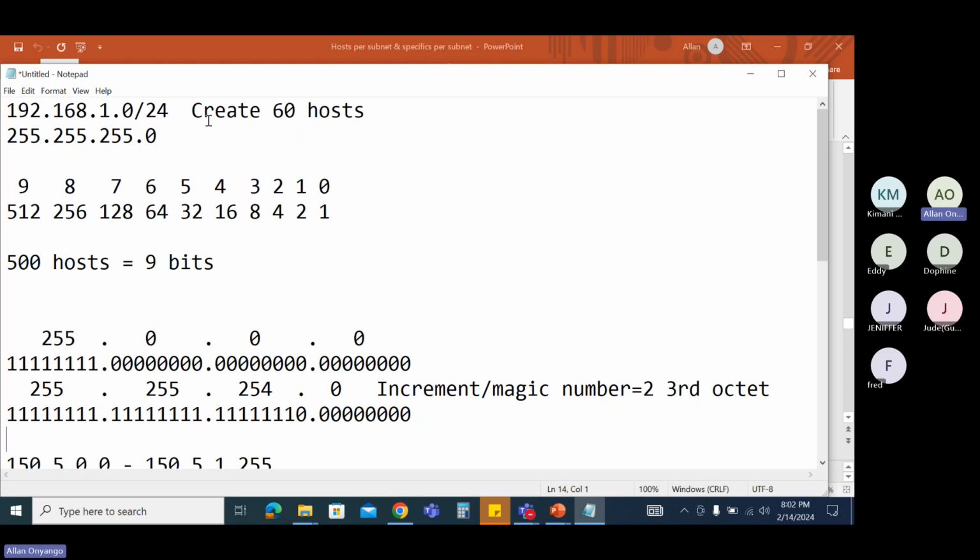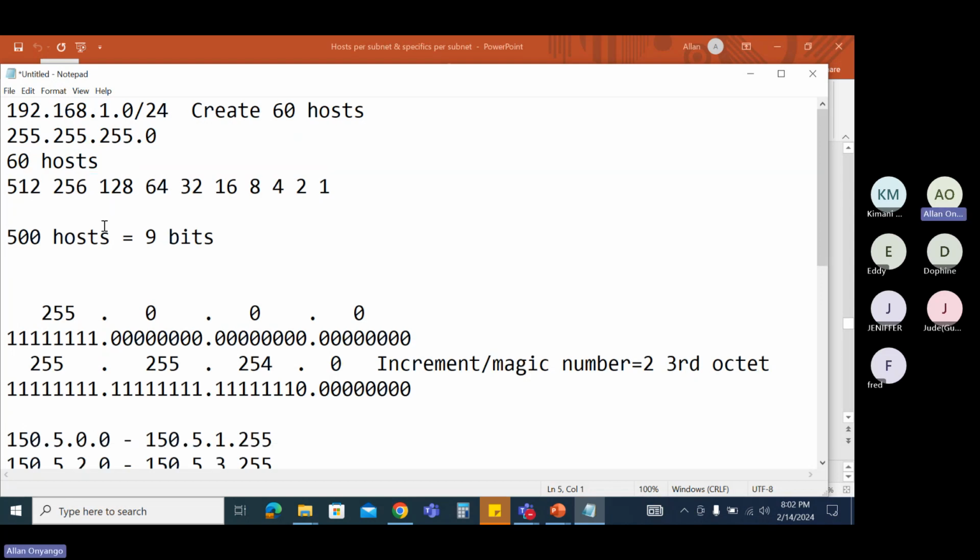So what I'm going to do, I'm just going to put here our first task. And I'm going to remove the powers as well, because now you know them. I'm going to remove them because I want you guys to be learning. So the first task is to create 60 hosts per network. So now, what you always get is the bits, the first one, and we are dealing with 60.